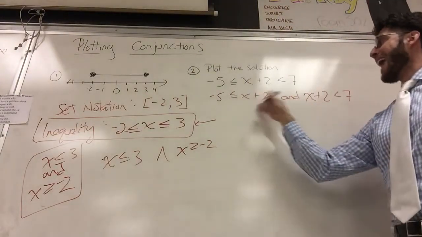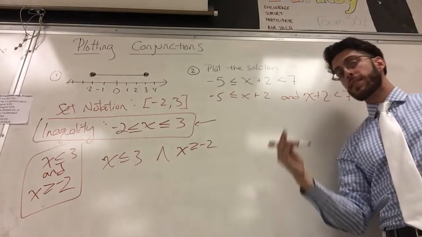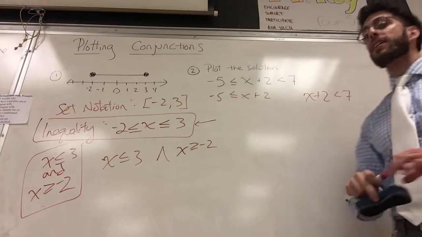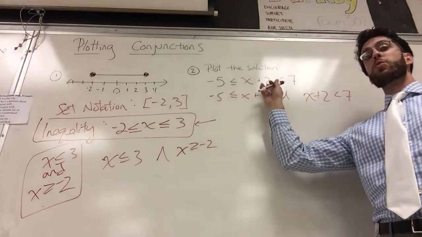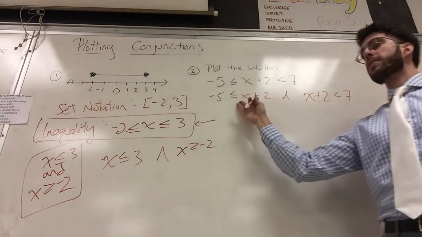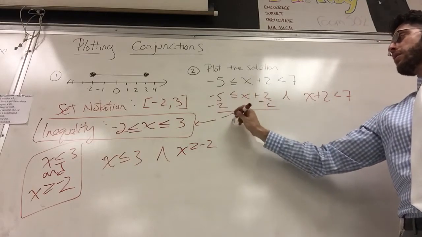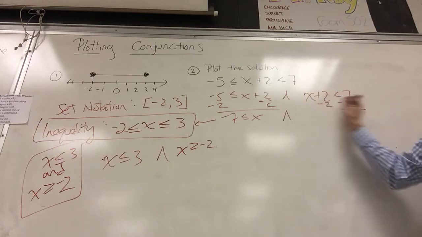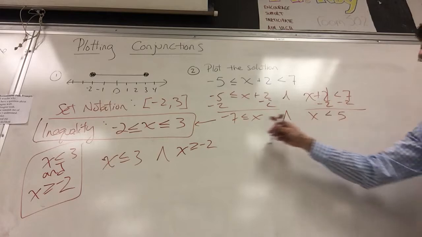So it's saying this and it's saying this at the same time. By looking at it carefully, you realize, oh, it is a conjunction, an "and" statement. Even though they didn't use the word "and", it is saying "and", and that's how you would read it. -5 is less than or equal to x plus 2, and x plus 2 is less than 7. Now that it's two separate ones, let me isolate x here. I get -7 is less than or equal to x. And let me isolate x here. I get x is less than 5.